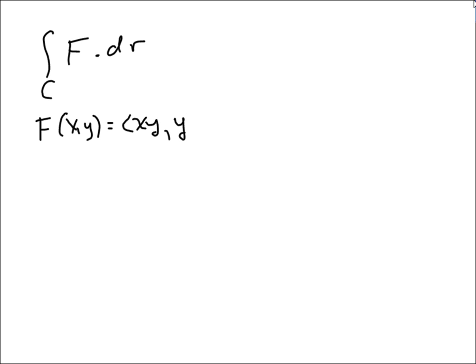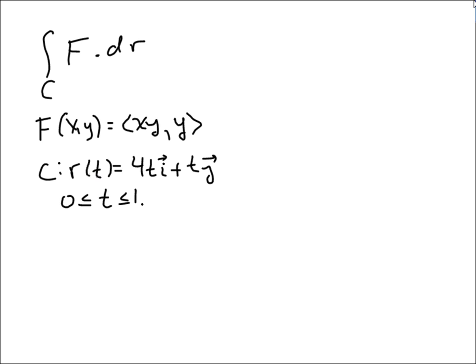In the next problem, we want to find the integral of F dot dr over some path. You were told that F of x, y is the component vector xy, y. And the path is r(t) = 4t i + t j, where t goes between 0 and 1.